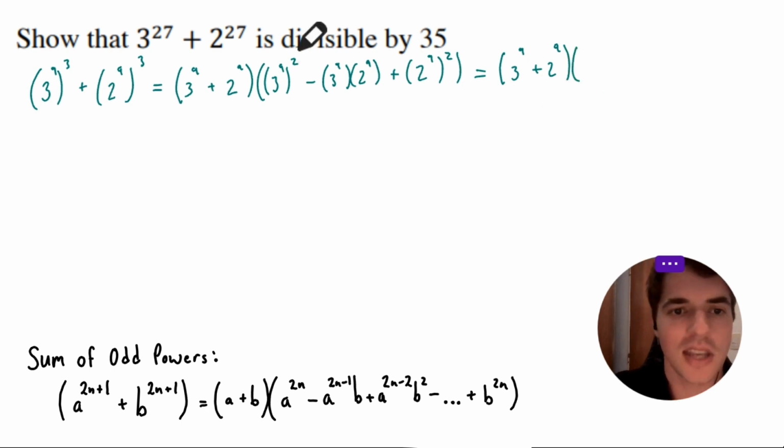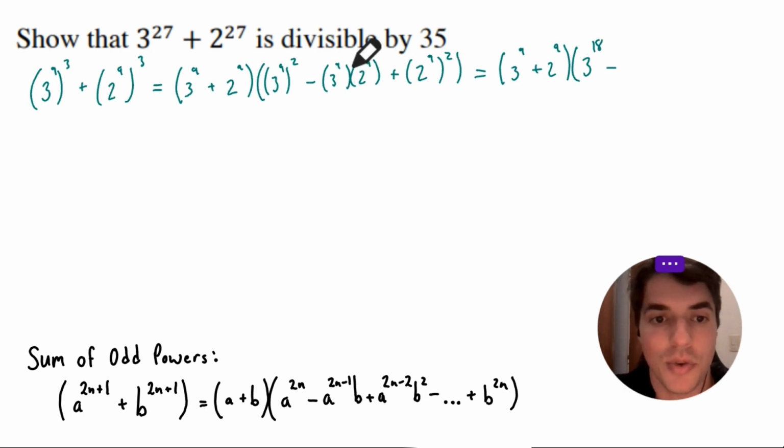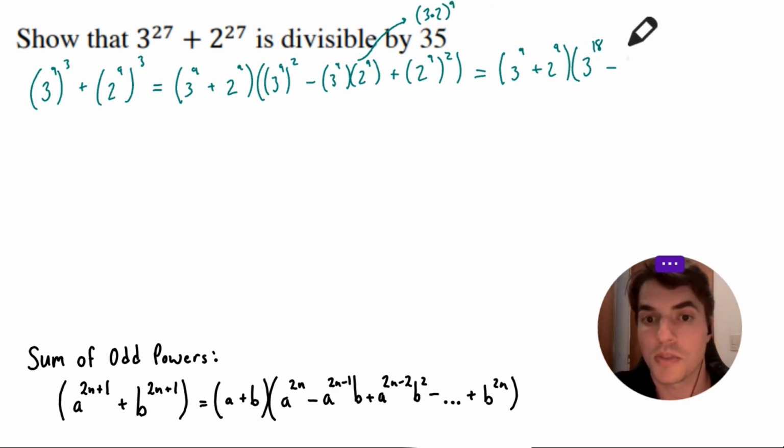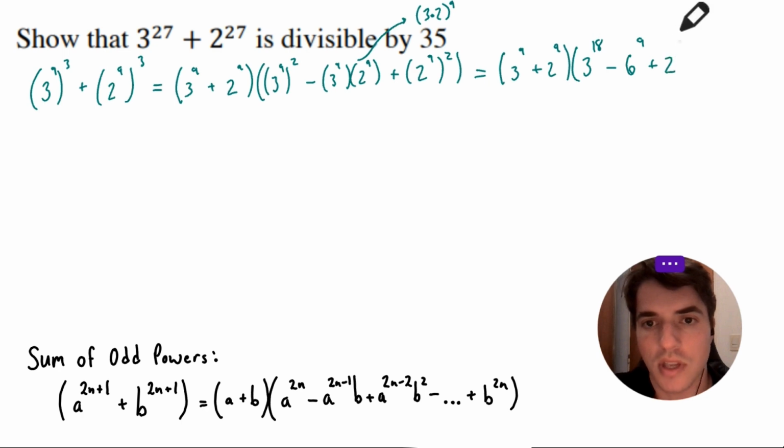And here, 3 to the ninth to the second would be 3 to the 18th. 3 to the ninth times 2 to the ninth. Interestingly enough, we actually can rewrite this as something a little bit more simple. Both 3 is to the ninth, 2 is to the ninth. That's the same as saying 3 times 2 to the ninth. So simply 6 to the ninth. Pretty interesting. And 2 to the ninth to the second, so 2 to the 18th.